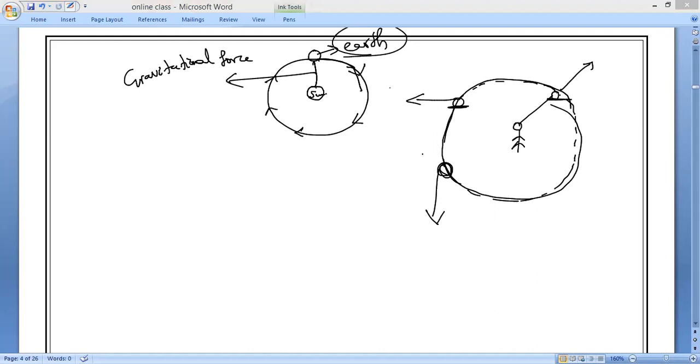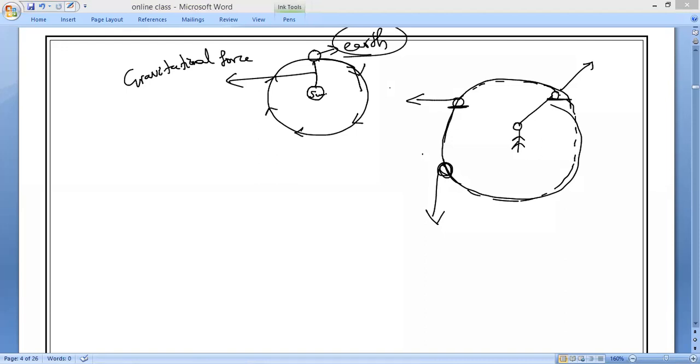Yes, sir, the force is needed. If you want to move any object in a circular path, it needs some force. That force we call centripetal force. What do we call it, guys? Centripetal force. Because of that centripetal force, the earth is revolving around the sun and other planets are also revolving around the sun.